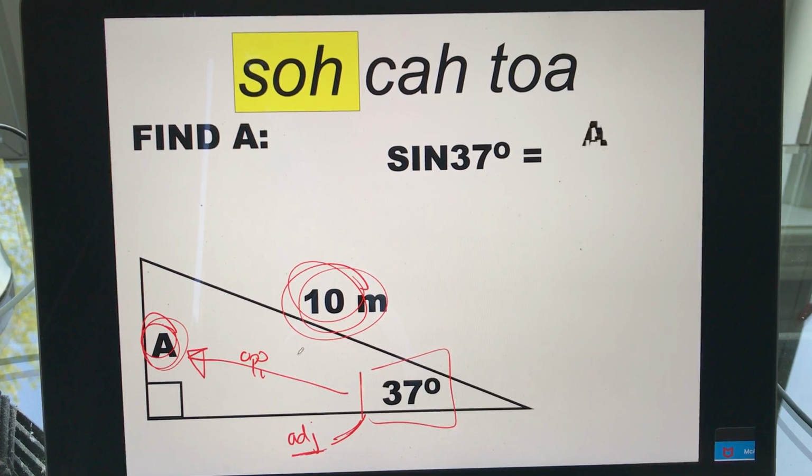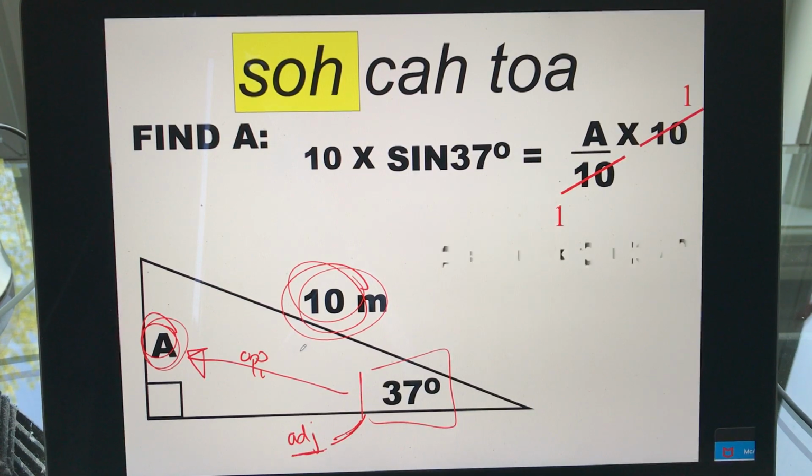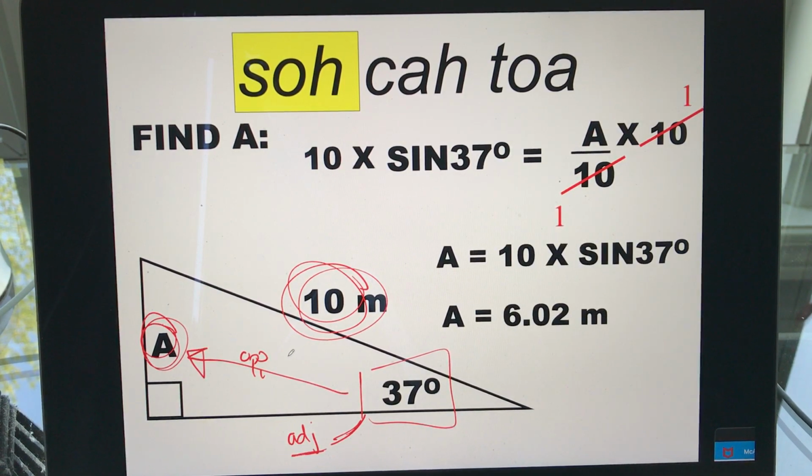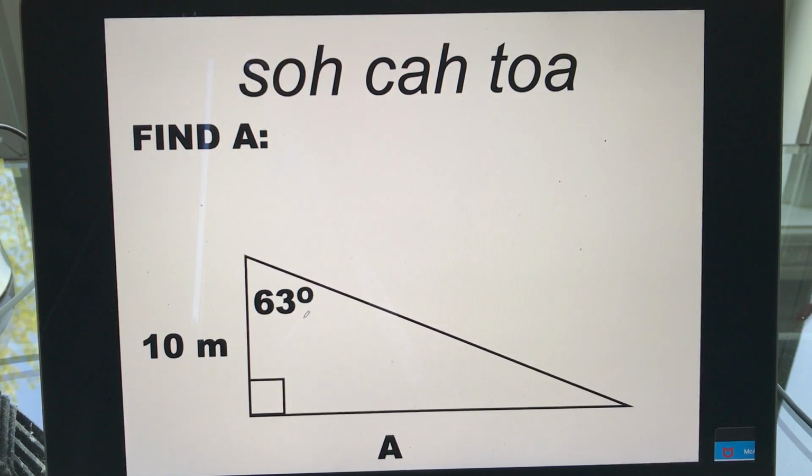Anyway, sine 37 is opposite over hypotenuse. You crank it in, multiply it out, and you get 6.02 in this case. Last one.